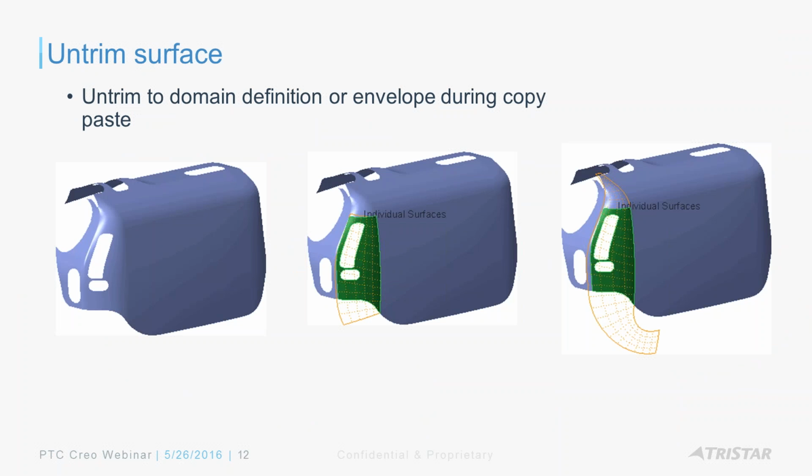A few options in surfacing that over the years I thought of sharing with you, some of them are new, some of them have been there before. Like the Untrim Surface, very helpful when you bring in imported geometry. It could be even a native Creo surface, but there's a way to extrapolate a surface patch to its envelope or to its original domain definition. Very powerful, right? You're creating an associative copy.